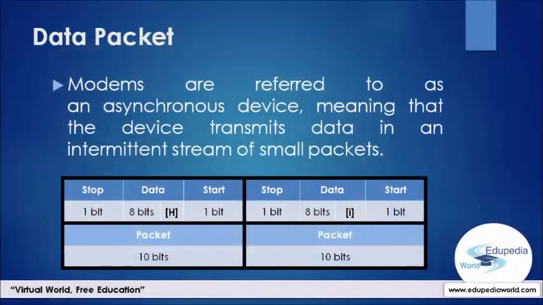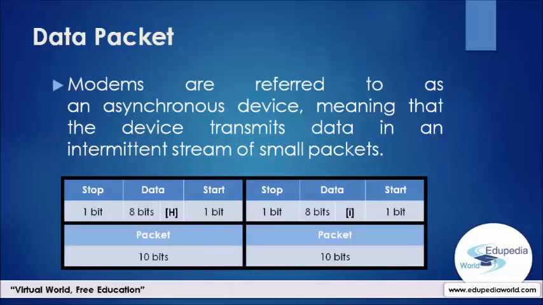Modems are referred to as an asynchronous device, meaning that the device transmits data in an intermittent stream of small packets. Once received, the receiving system then takes the data in the packets and reassembles it into a form the computer can use. The above chart represents how an asynchronous transmission would be transmitted over a phone line.